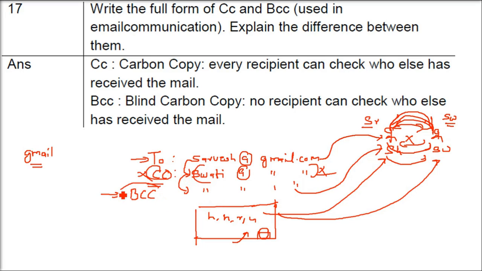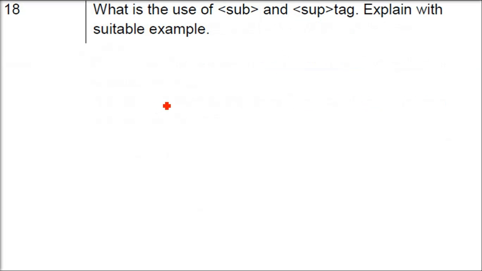So carbon copy, CC: every recipient can check who else has received the mail. Every recipient will know who else has got this mail. And blind carbon copy, BCC, means no recipient can check or know who else has received the same mail. It has been sent to a number of recipients, but no one can see each other.